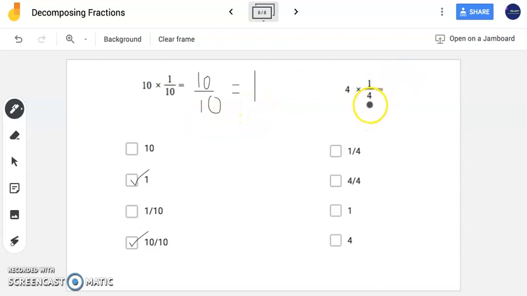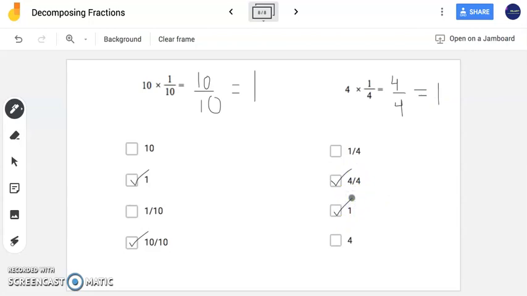Now, for this next one, we have 4 times 1/4, which is the same as 1/4 plus 1/4 plus 1/4 plus 1/4, or 4 times 1/4, which is 4/4. Now I also notice there's the same numerator and denominator, and I know that 4 divided by 4 equals 1. So now I have 4/4 as an answer, and I have 1.